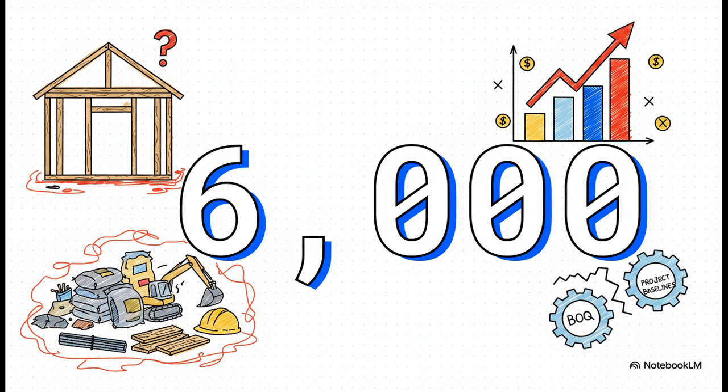Now, scale that up. When you're managing multi-million-dollar EPC contracts, a poorly integrated BOQ doesn't just cost thousands. It can literally cost millions and entirely destroy your project baselines.